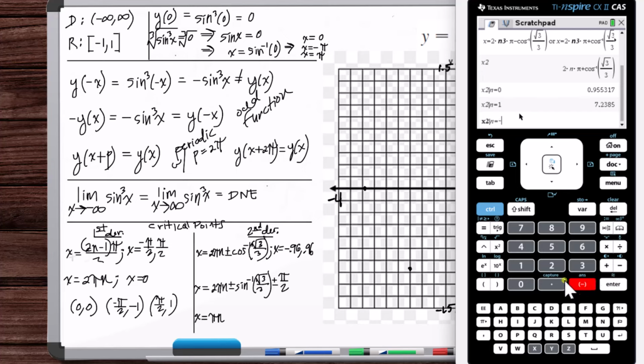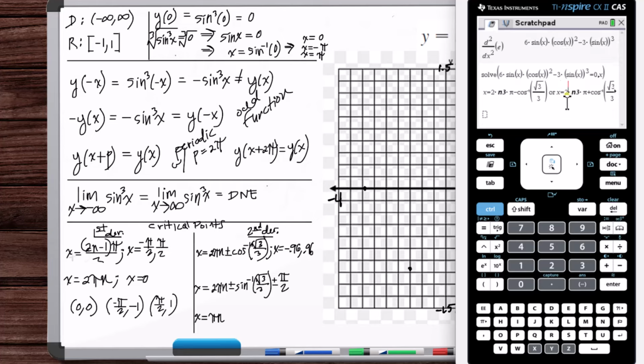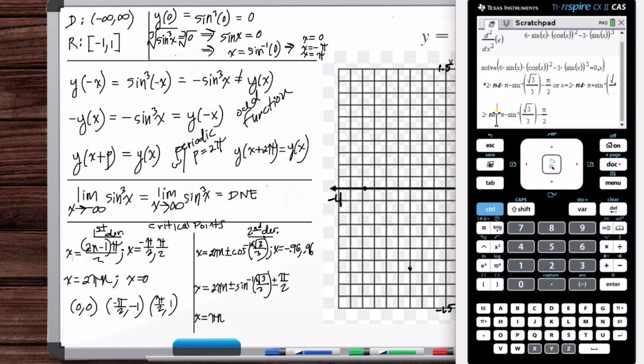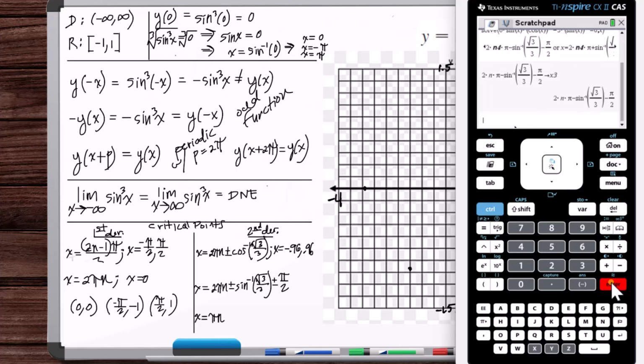Or minus 1. Nope. Okay. All right. So now let's come to this one here. All right. Okay. We'll store this as x3. Okay, so now we go x3. No, wait, we say, yeah, that was it. x3 with n is equal to 0.